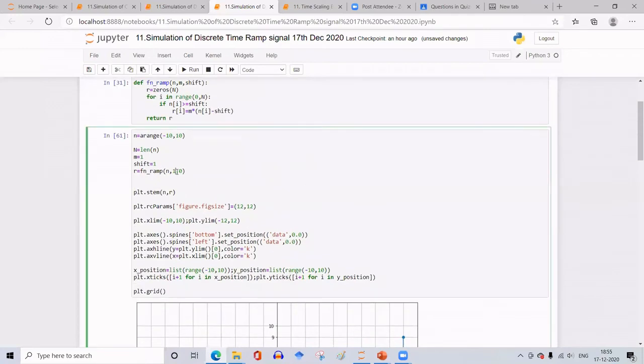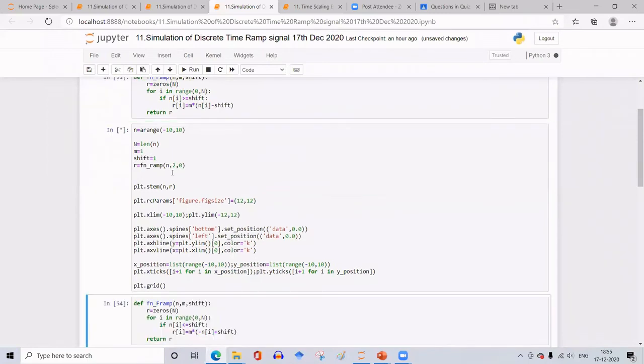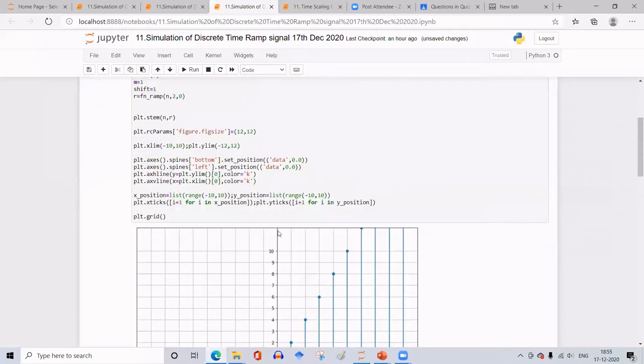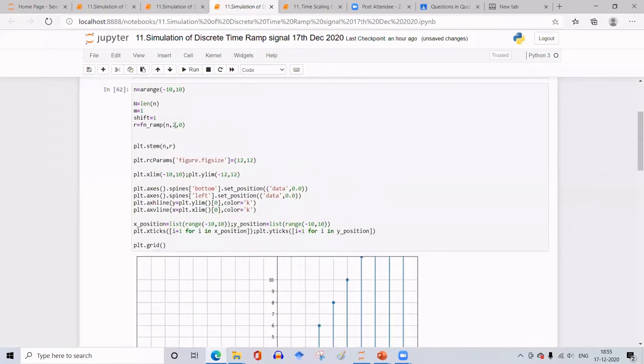Suppose if I change it to a ramp of strength 2, you will have at 1 its value is 2, at 2 its value is 4. So it doubles. At 3 it is 6. So it is a ramp with shift equal to 0, but strength equal to 2.